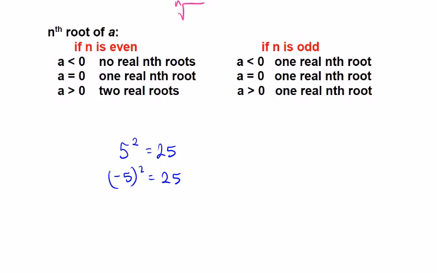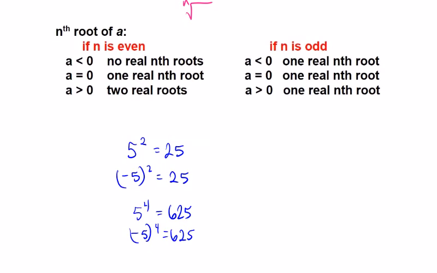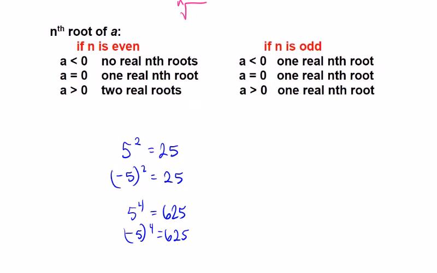So if you have 5 to the fourth, you would get 625. And if you have negative 5 to the fourth power, you would still get positive 625, right? And so that's where the principal root comes from, right? If you take the square root of 25, you just get 5, right? If you take the fourth root of 625, you just get positive 5. Okay, so we get the principal value.